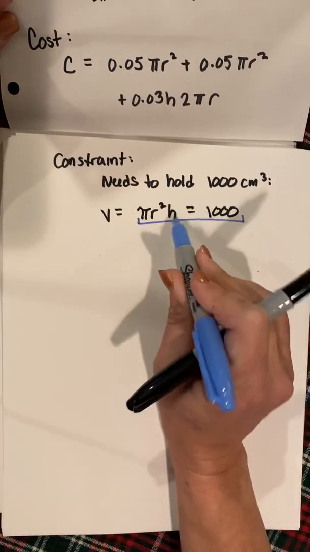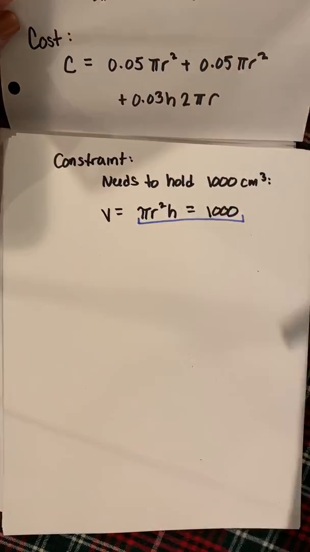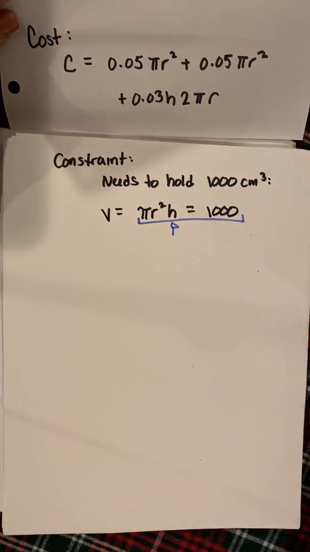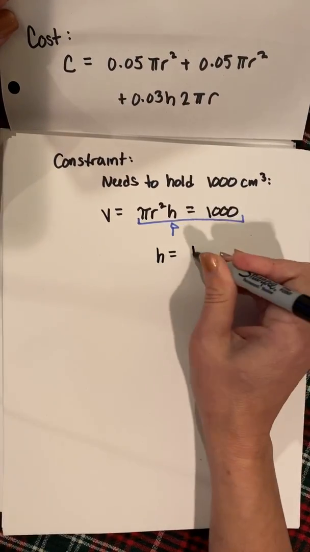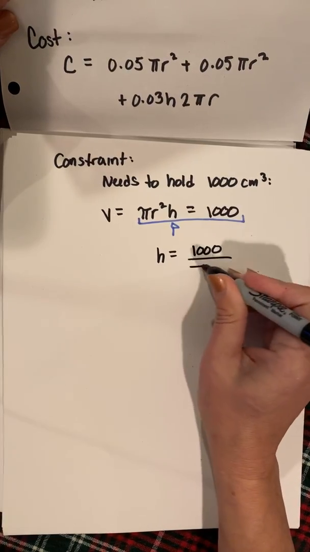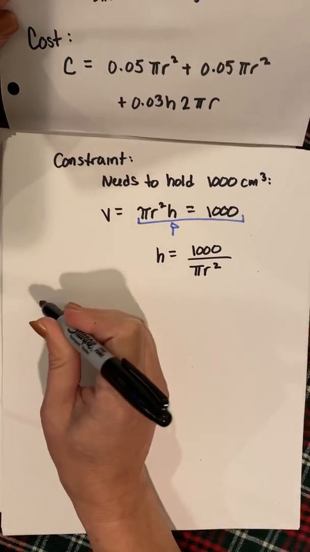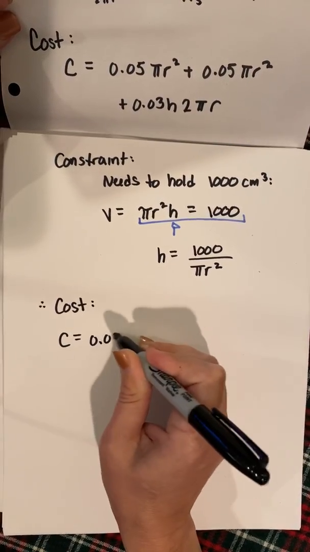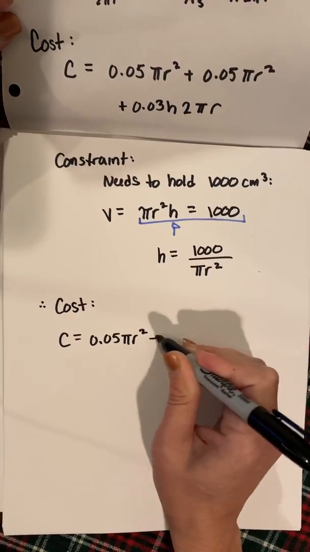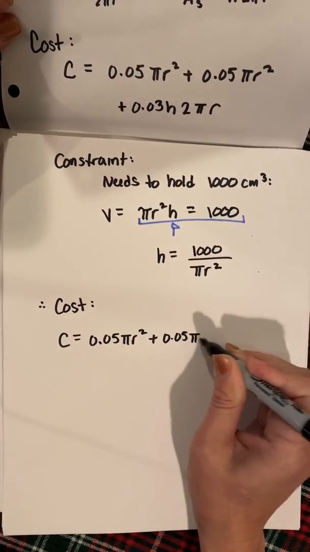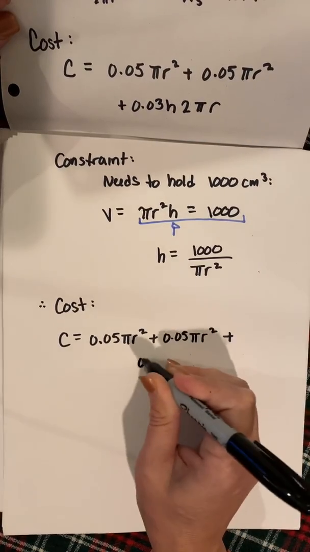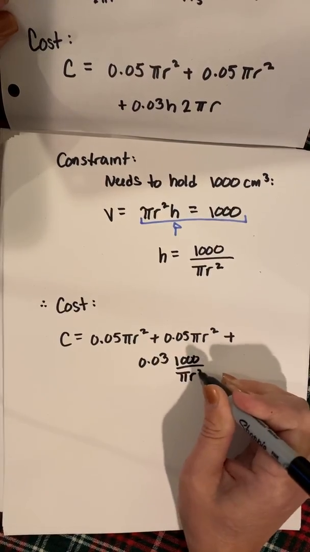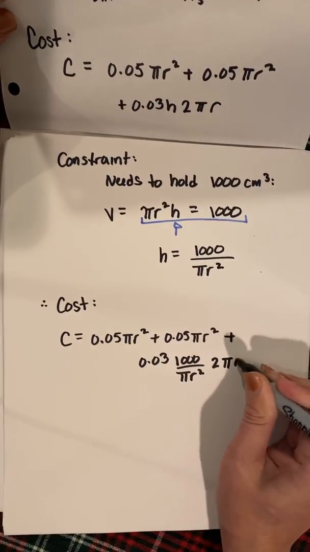So this is a fixed equation that has a value. What we can do is pick one of the variables and solve for it, and then plug it back in up here. Clearly h is the easier variable to solve for. If pi r squared times h equals 1,000, then h is 1,000 over pi r squared. So my cost function is now 0.05 pi r squared plus 0.05 pi r squared plus 0.03 times h, which I'm going to replace with 1,000 over pi r squared, times 2 pi r.